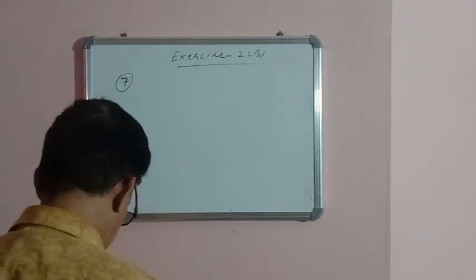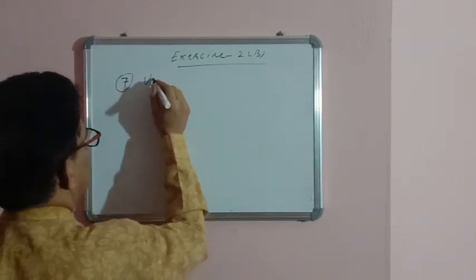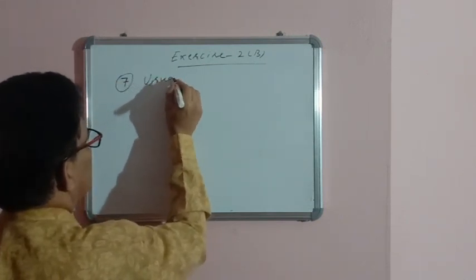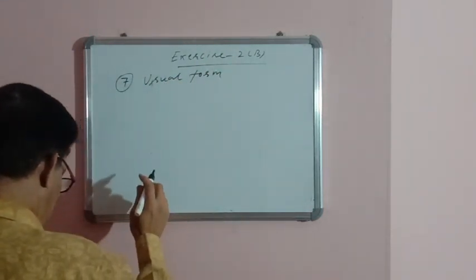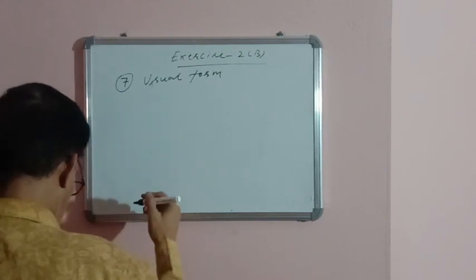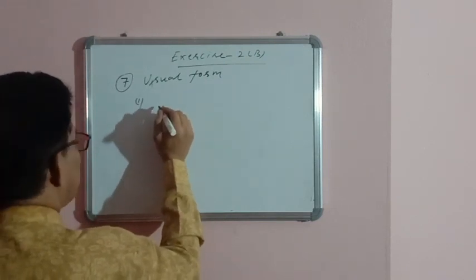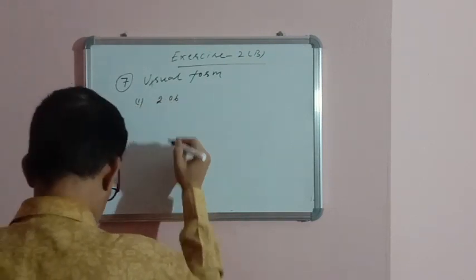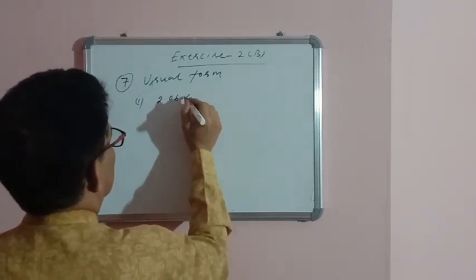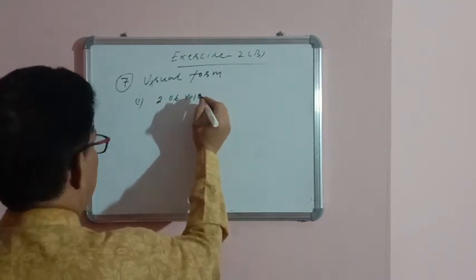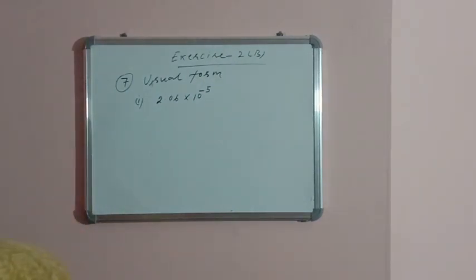Now we have to write the following numbers in usual form. Our first question is 2.06 into 10 power minus 5. Clear? So what will we do for it?